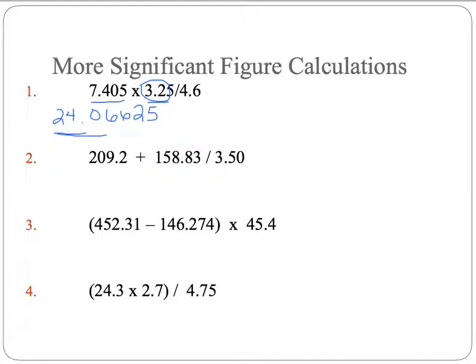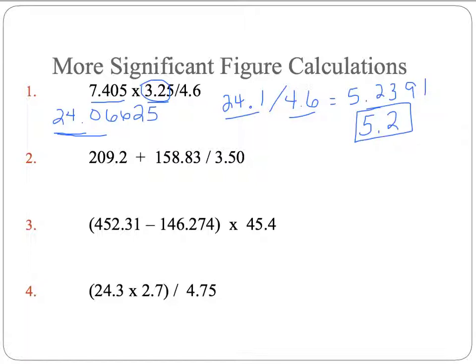So I'm going to round it to 24 point, and that 6 is going to cause me to round that up to a 1. Now I'm going to divide this by 4.6 and record my answer to the correct significant figure again. So 24.1 divided by 4.6 is 5.2391, and I'm just going to stop there because now we need to look back. We are dividing, so you have 3 significant figures there and you have 2 there. So I need to round this answer to 2 significant figures, which would be 5.2.